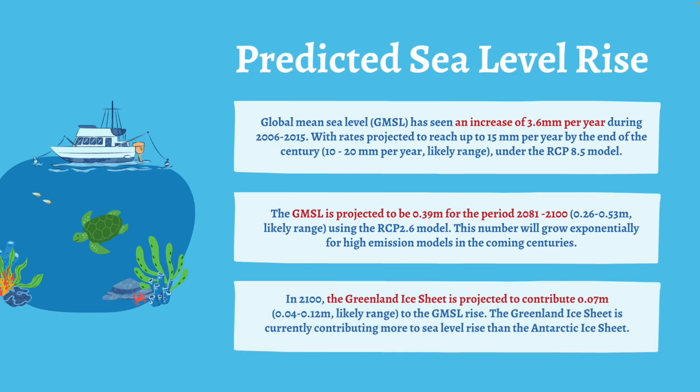In 2100, the Greenland ice sheet is projected to contribute 0.07 meters to the global mean sea level rise. The Greenland ice sheet is currently contributing more to the sea level rise than the Antarctic ice sheet.